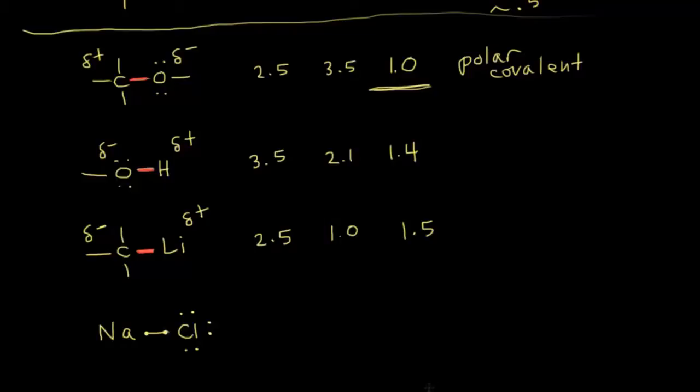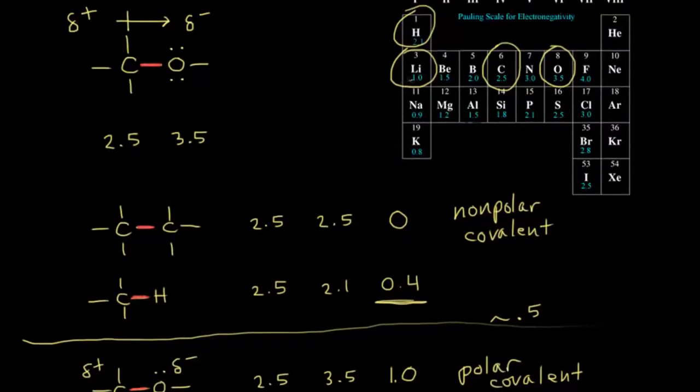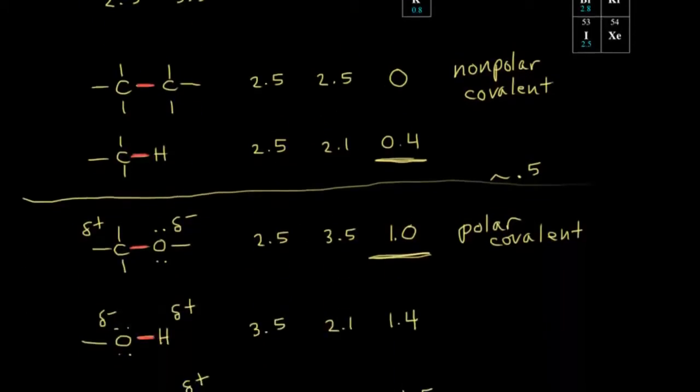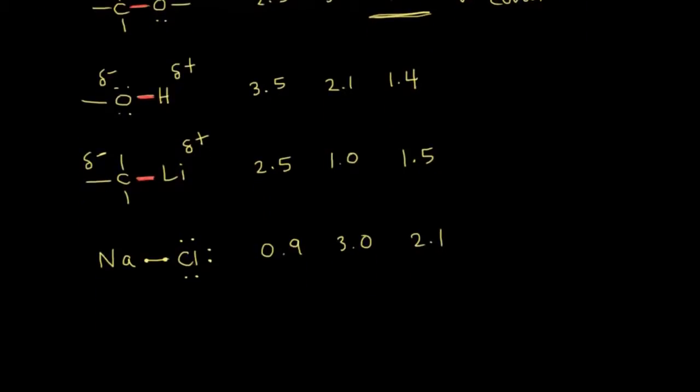Let's look at the differences in electronegativity between sodium and chlorine. All right, so I'm going to go back up here. I'm going to find sodium, which has a value of 0.9, and chlorine, which has a value of 3. So 0.9 for sodium and 3 for chlorine. That's a large difference in electronegativity. That's a difference of 2.1. And so chlorine is much more electronegative than sodium.